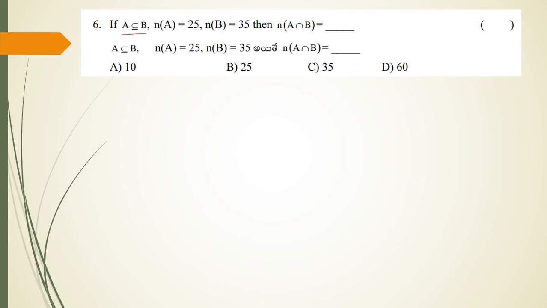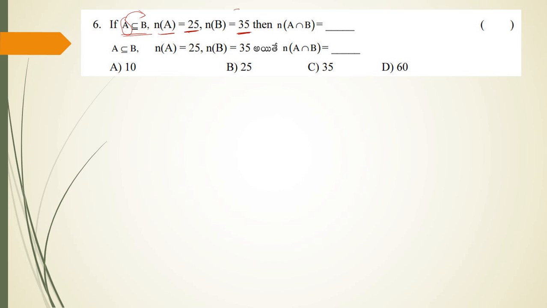A subset of B. A subset of B means, what is the meaning? All the elements of A are present in B. That means, how many elements are there in A? There are 25 elements. Right? There are 25 elements in A. That means all these 25 elements are present in B.